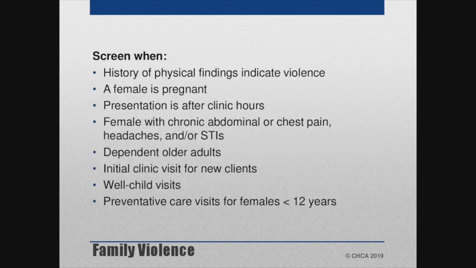So we always want to screen when there's any history of physical findings that indicate violence. If somebody is pregnant, if there's presentation after hours for multiple vague symptoms, such as chronic abdominal pain, chest pains, headaches, sexually transmitted infections. If they're dependent older adults, if there's an initial clinic visit and it's a new client, we want to make sure we screen, as well as for our well child, well adult visits, and then any preventative care assessment, particularly for females less than 12 years of age.